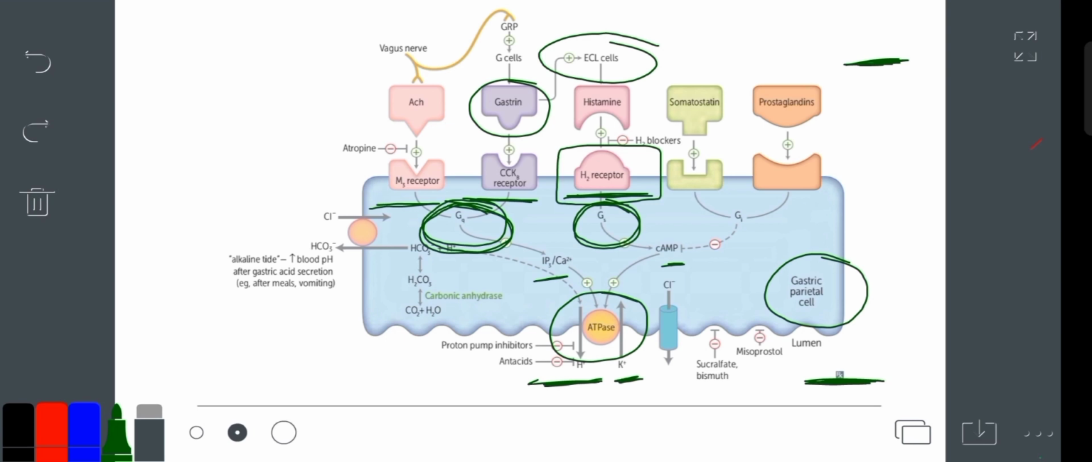Cimetidine, ranitidine, nizatidine, and famotidine act on the H2 receptor reversibly and block the action of histamine. When we block the action of histamine, there will not be stimulation of Gs protein and it will not increase the intracellular cyclic adenosine monophosphate level, and cyclic adenosine monophosphate will be unable to activate the proton pump and increase the pH of the stomach.